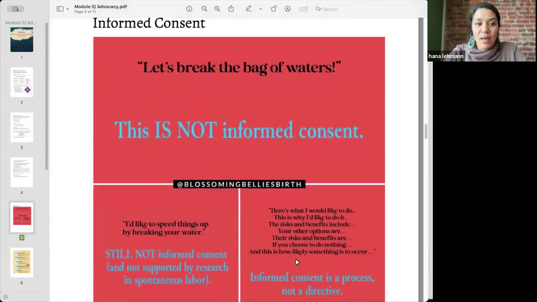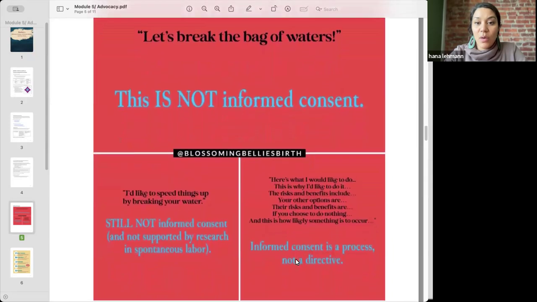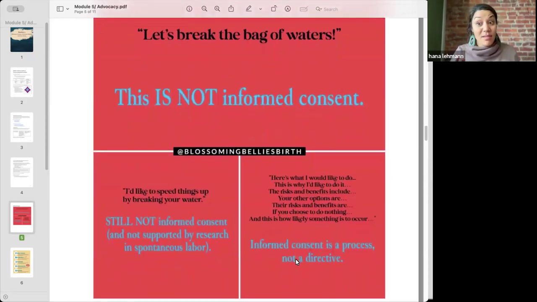Here are some examples of informed consent, right? Or not informed consent. So the first is not informed consent. They're saying, let's break the bag of waters, which is something that they might use to help increase contractions during the labor, right? So just saying, let's do this thing, is obviously not informed consent. What if you said, I'd like to speed things up by breaking your water? It's still not informed consent. You're still basically just telling them what you are going to do. And it's also not supported by the research in spontaneous labor, right?